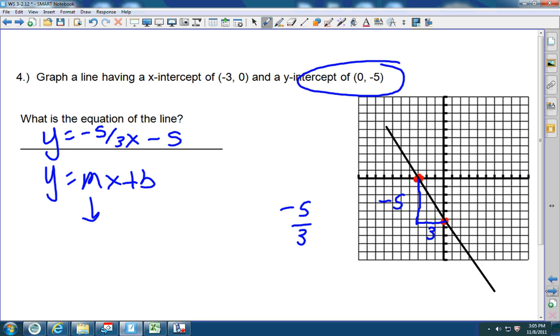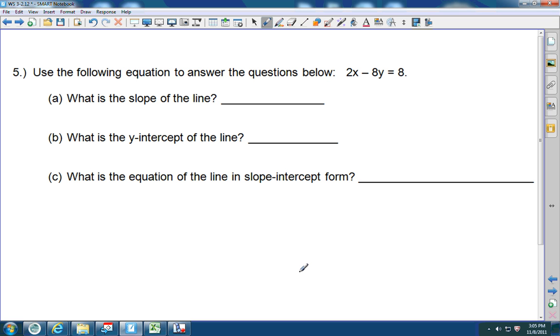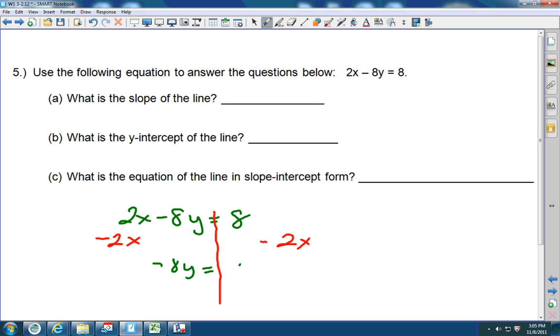Next. Okay, what is the slope of the line and what is the y-intercept? And then it wants it in slope-intercept form. The easiest way to do this is to go ahead and solve for y. So I have 2x minus 8y equals 8. First thing you need to do, subtract 2x from each side. I get negative 8y equals 8 minus 2x. I'm going to divide everything by negative 8.